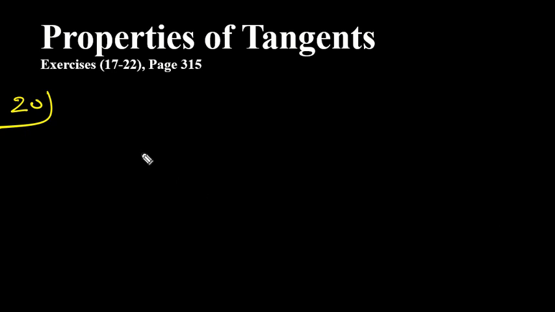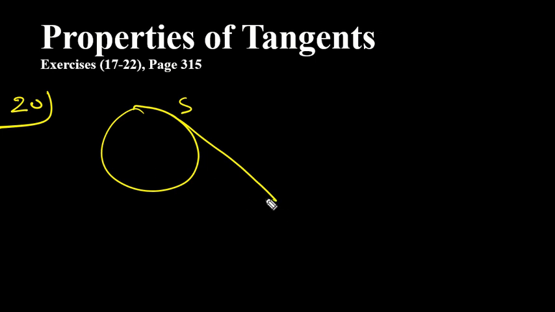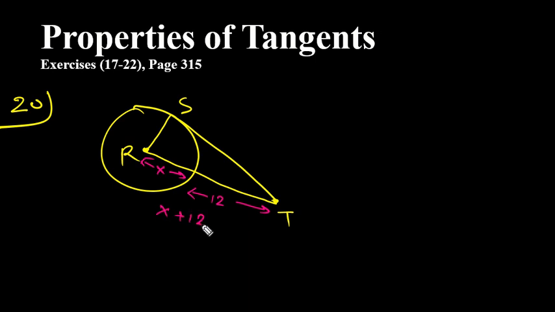Question number 20. We have a circle. A tangent is drawn as T. The center is R, and this is going all the way here, connecting this point. Now in this question also, this distance is X and this distance is given as 12, so the total will be X plus 12.